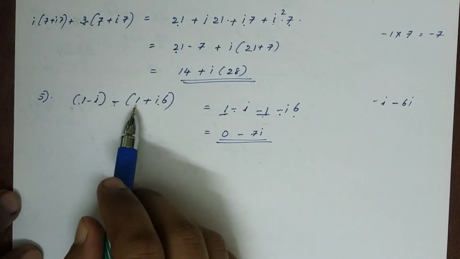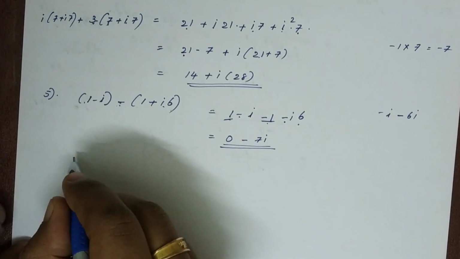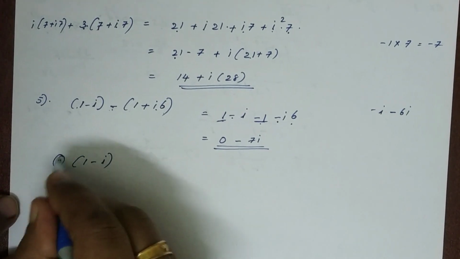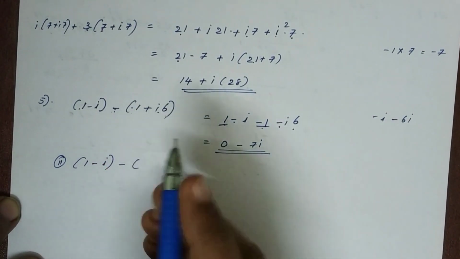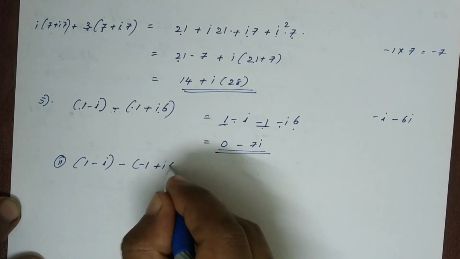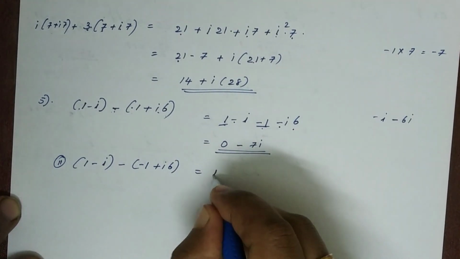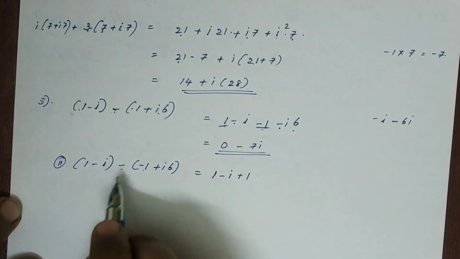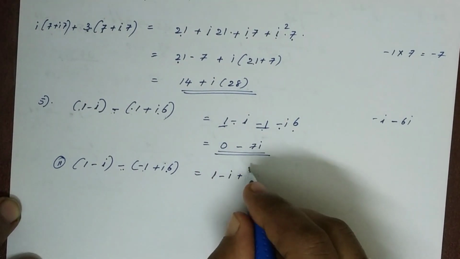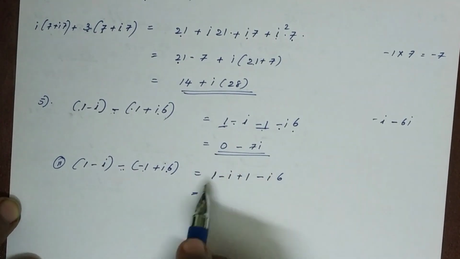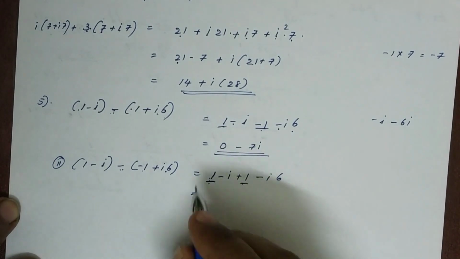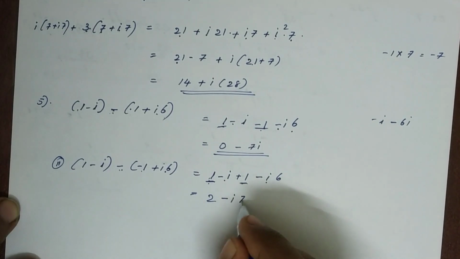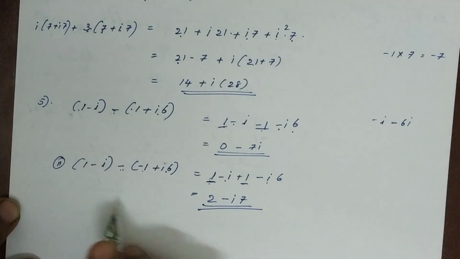Now, you have a textbook answer, and there is a mistake. The question is 1 minus i, second question, 1 minus i minus, here minus 1, that is minus 1 plus i6. So this is what we do. 1 minus i, then minus into minus 1 is plus 1. Then minus into i6 is minus i6. So here real part is 1 plus 1, 2. Then minus i minus i6 is minus i7. Okay, this is the answer. This is the textbook answer, minus i plus i6.